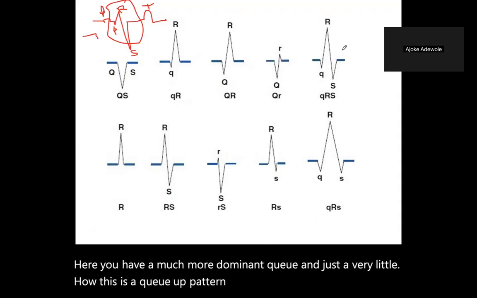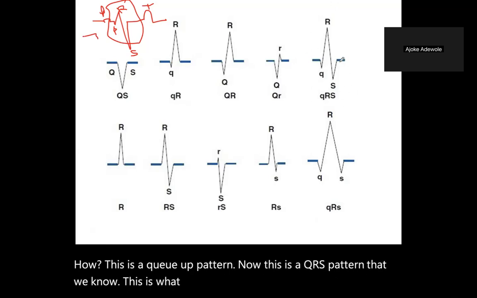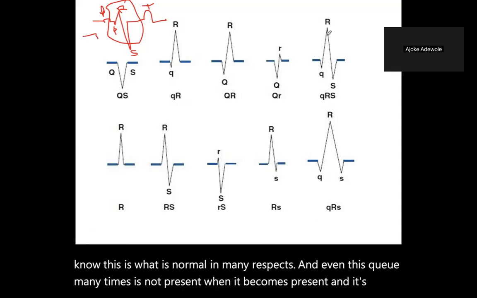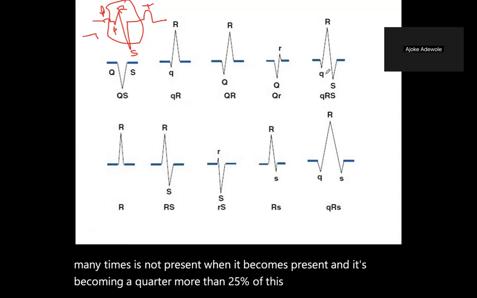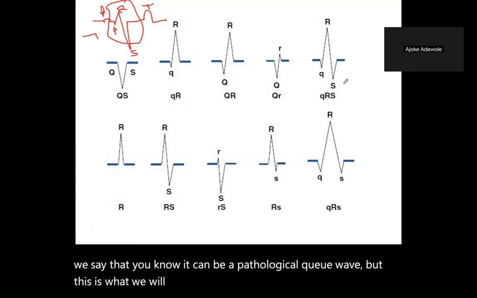Now, this is the QRS pattern that we know. This is what is normal in many respects. And even this Q many times is not present. When it becomes present and it's more than 25% of the entire R wave, then we say it can be a pathologic Q wave, but this is what we will draw for a regular QRS complex.